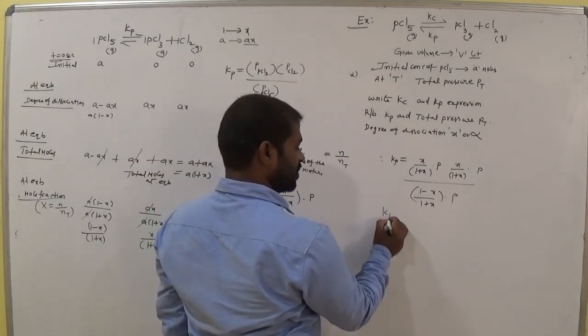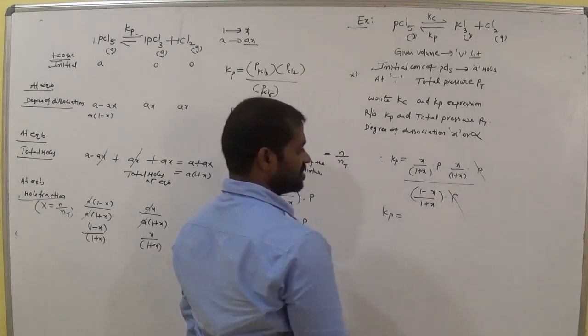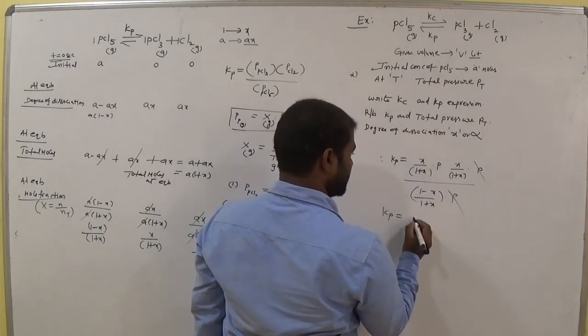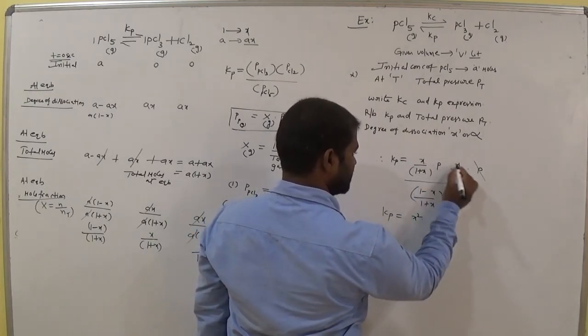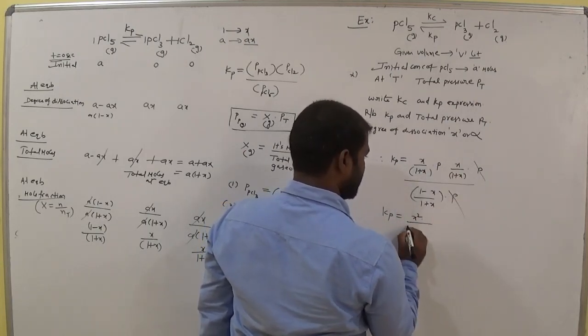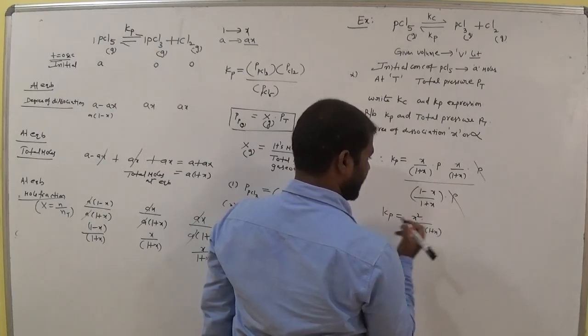Then Kp equals, cancel this one and this one. Okay. And here X into X, how much? X square. X into X square. 1 plus X into 1 plus X here we have. That is 1 plus X into 1 plus X.